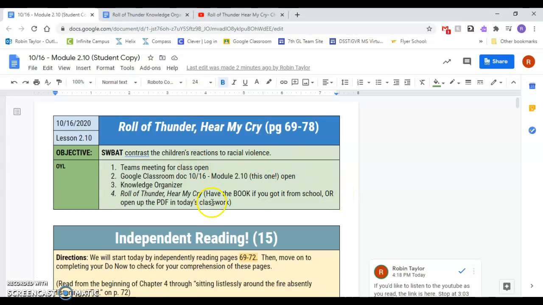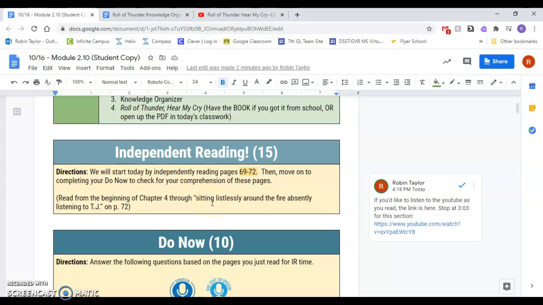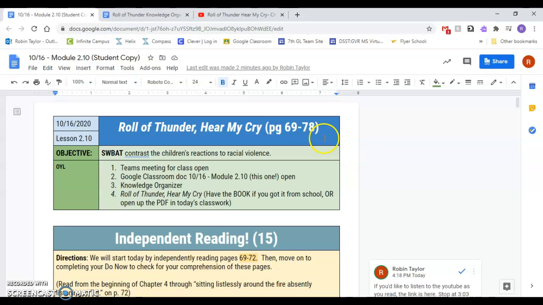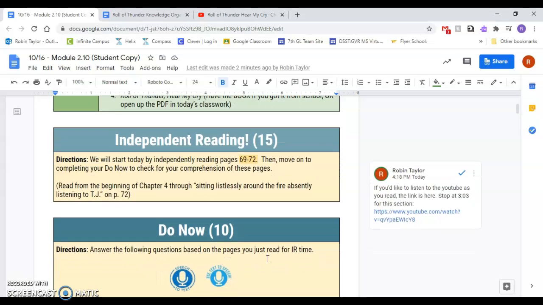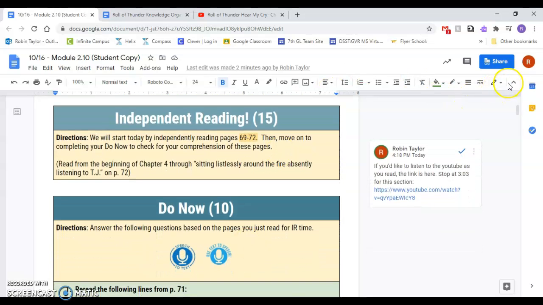So today we're starting a little differently. We're actually starting with independent reading. You'll notice that we have a lot of pages we're going to read today, but we're not doing a close read on all of those. So today we're starting like you used to back in the day when you went to school with independent reading. We're just going to read pages 69 to 72 independently. This is the beginning of chapter 4.